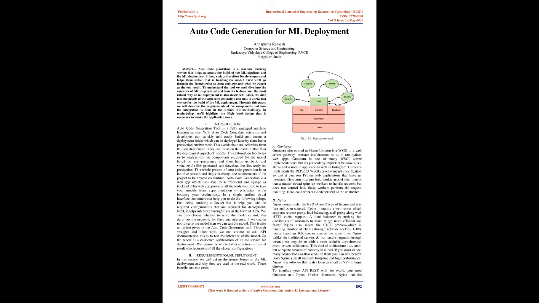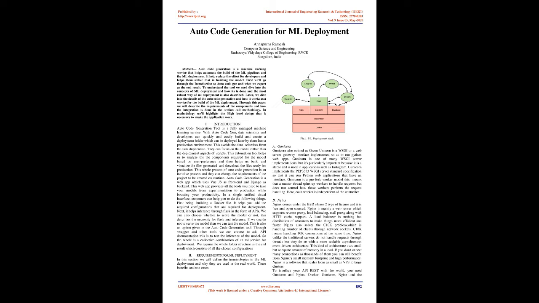First we'll go through the introduction to auto code gen and what we expect as the end result. To understand the tool we need to dive into the concepts of ML deployment and how it is done, and the most robust way of ML deployment is also described. Later, we dive into the details of the auto code generation and how it works as a service for the build of the ML deployment. Through this paper we will describe the requirements of the components and how the integration is done in the section called methodology. In methodology we'll highlight the high-level design that is necessary to make the application work.